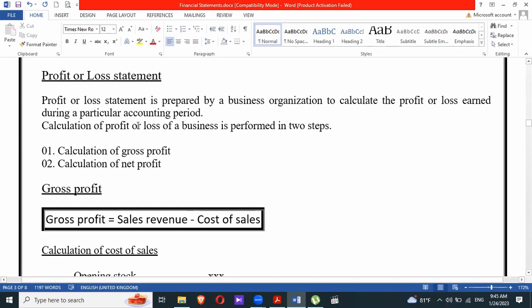We can call this the income statement also, but in your syllabus they have given the name profit or loss statement. In A-levels, we use the word income statement as well. It is the same thing, but don't use that word; you had better use profit or loss statement. Keep in mind we can call this the income statement as well.